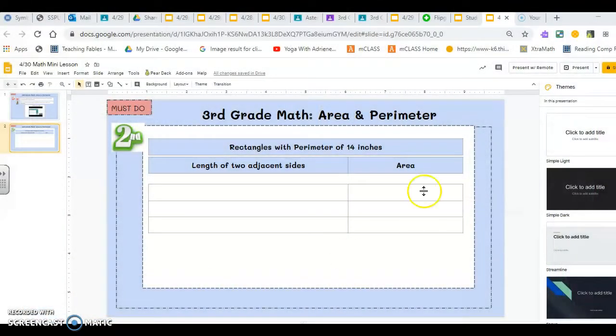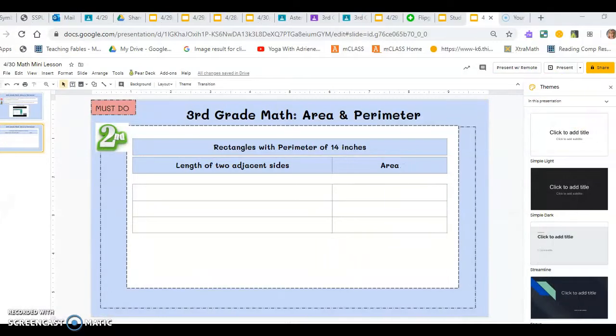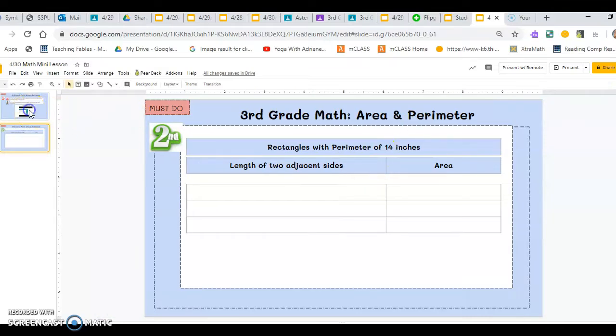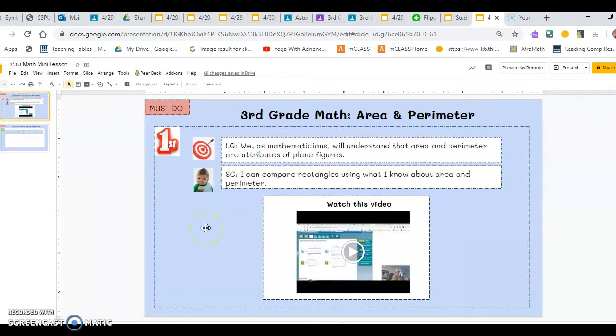We are going to get to work on area and perimeter, and we are with the same learning goal. Guess what? I didn't put it on our slide today. Oh, yeah, there it is. Okay, so still area and perimeter. We, as mathematicians, will understand that area and perimeter are attributes of plane figures. To be successful today, you're going to be able to compare rectangles using what you know about area and perimeter. So when you go to the third grade math slide today, this is the video you're watching right now.